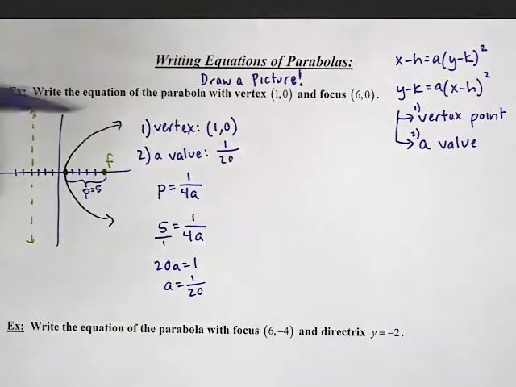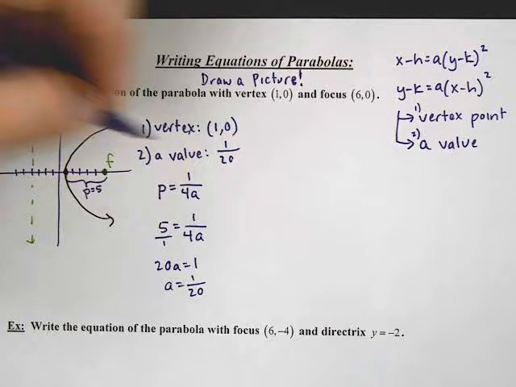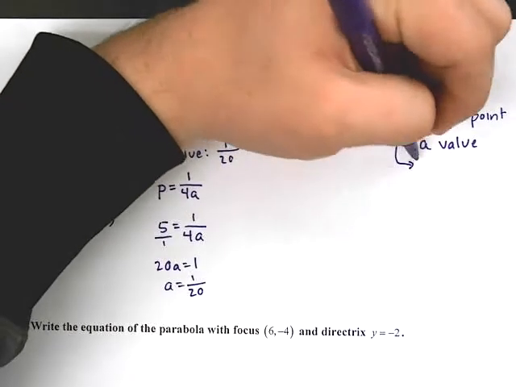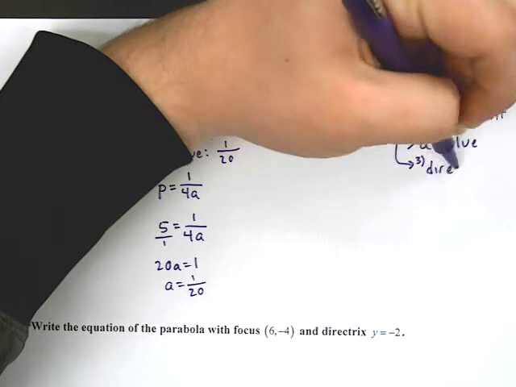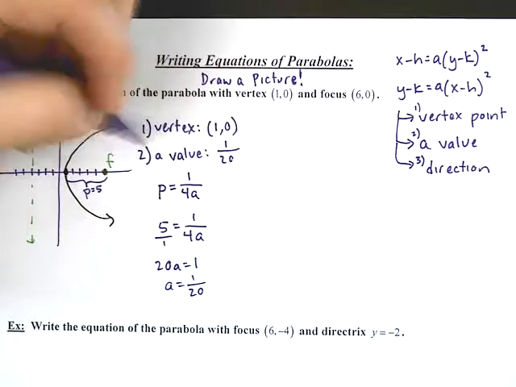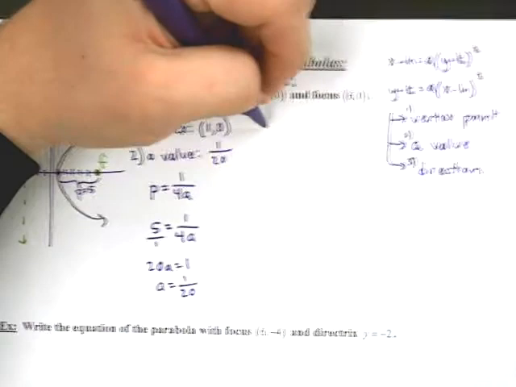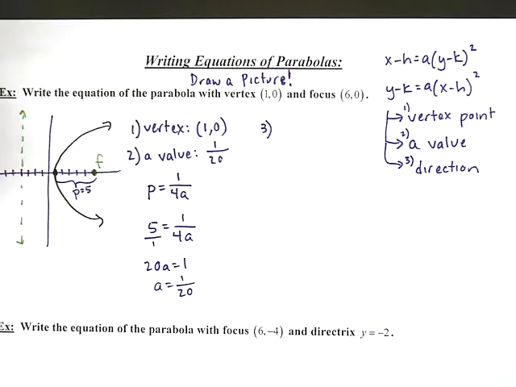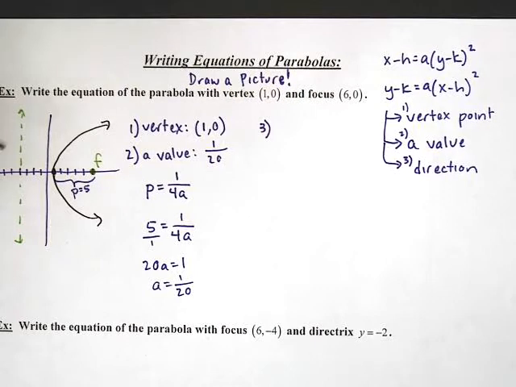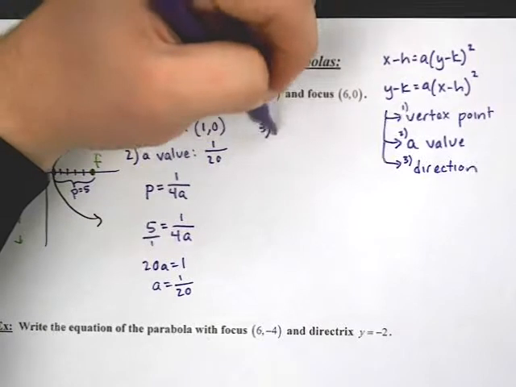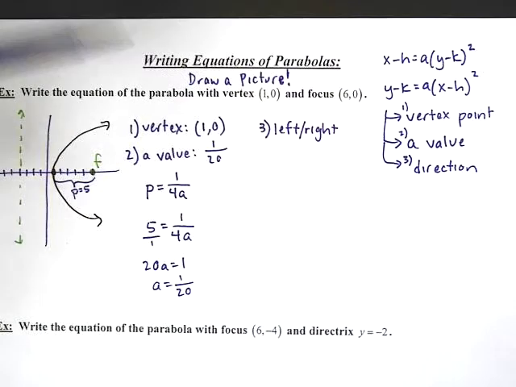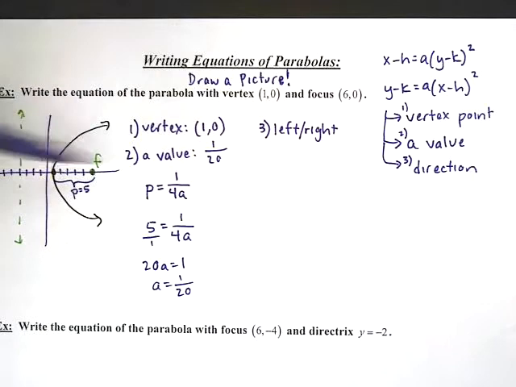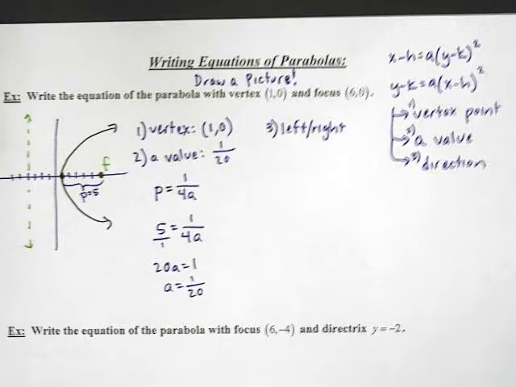Ooh, and you know what? I should add this to the list. I'm going to add 3. Let's talk about direction. My bad, guys. So for this one, I'm going to put this over here, direction. We know that this has to go left, right. And we know that because the vertex and the focus were left and right of each other.